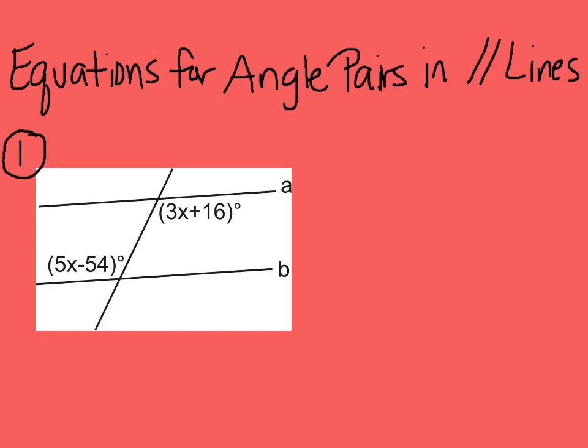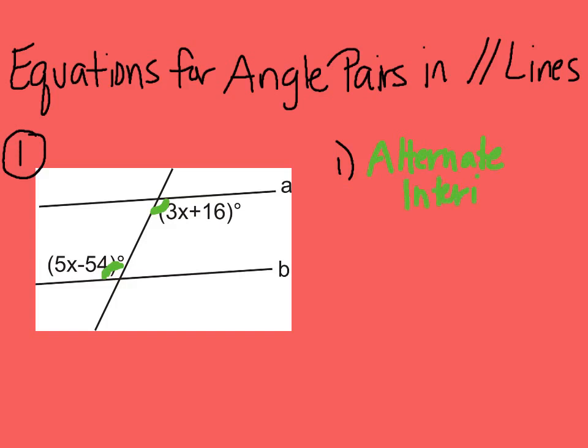Alright, so this is what I'm going to do. For each step, I'm going to have us list 3 things. So this is example 1. First thing you want to do is identify the name of the angle pair. If we look here at where these are located, this one is located in this corner, and the 5x minus 54 is located in that corner. So ask yourself, how are these related? They are alternate interiors. So the first step is to identify the vocabulary word.